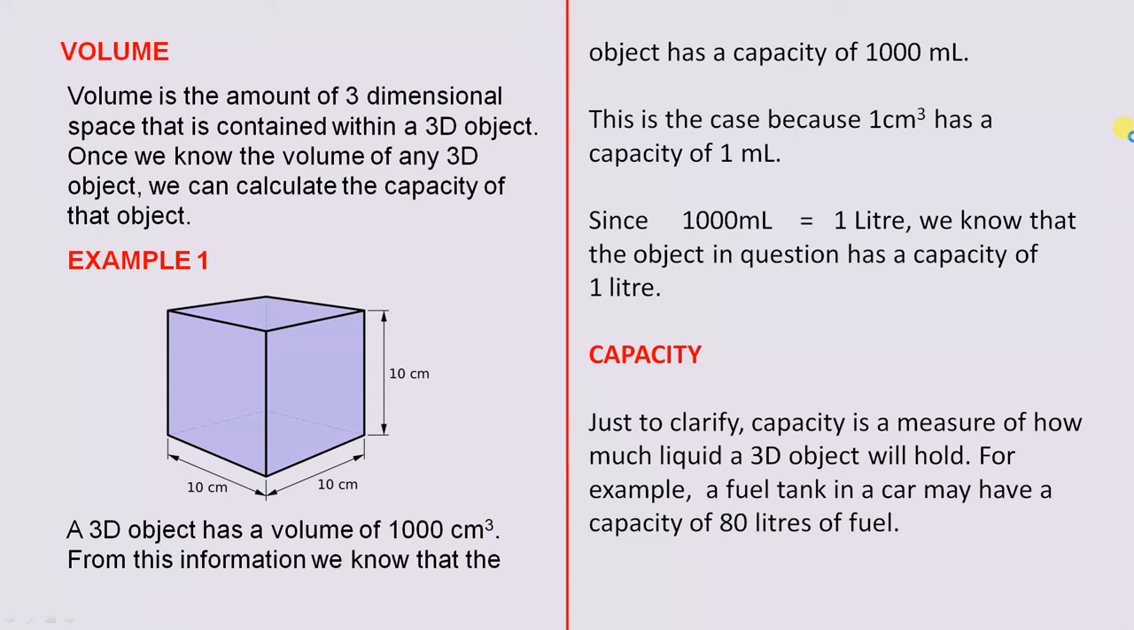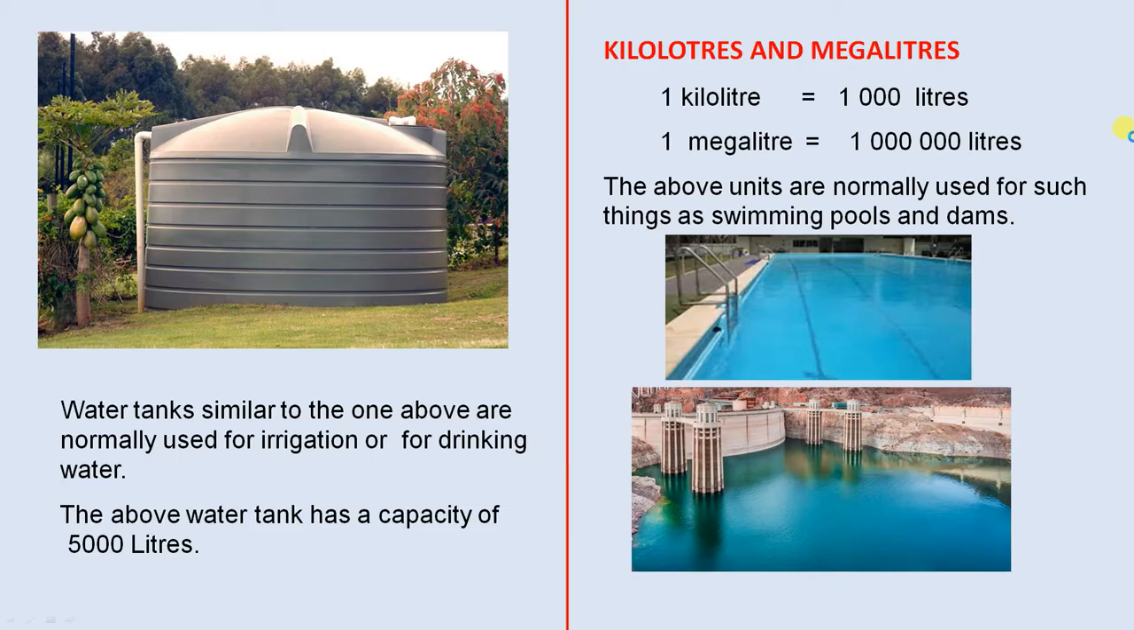Capacity. Just to clarify, capacity is a measure of how much liquid a 3D object will hold. For example, a fuel tank in a car may have a capacity of 80 litres of fuel. Water tanks similar to the one above are normally used for irrigation or for drinking water. The above water tank has a capacity of 5,000 litres.